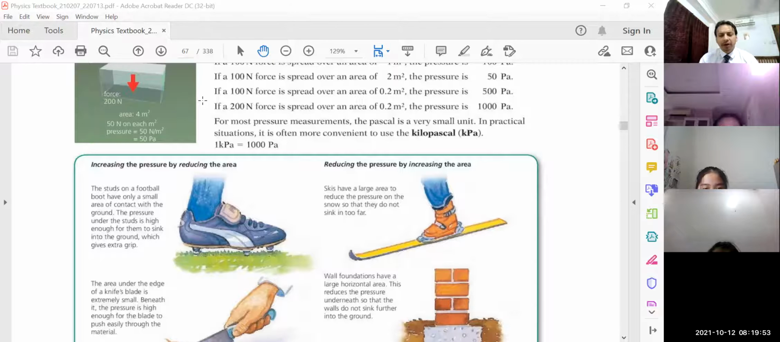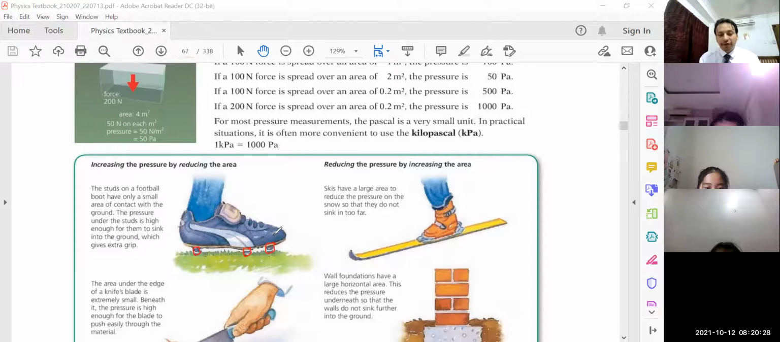For example, I'm an athlete, a soccer player, okay? A soccer player or football player has to wear a different kind of boots or shoes, in which at the lower portion we have studs. Studs, children, S-T-U-D-S. So these studs mean that a very small area is in contact with the ground. And if area is very less, what is the impact on the pressure, children?